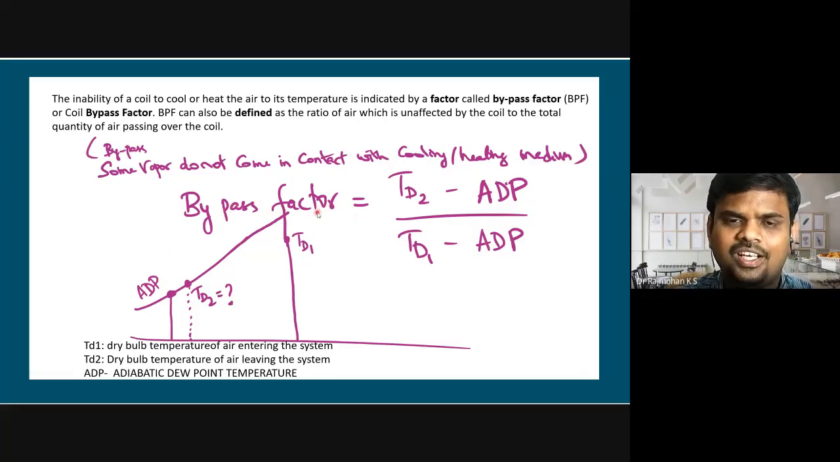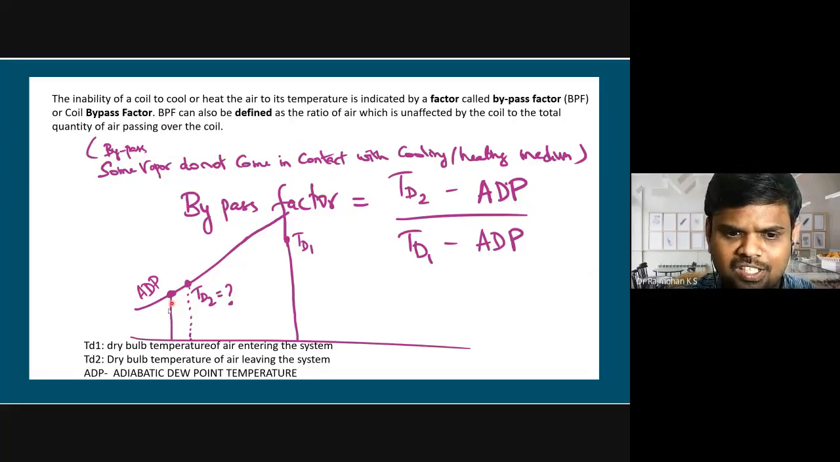It is the percentage of the air which goes without getting cooled in the system. Okay, so you can redefine this bypass factor in another way. It is the ratio of the air which is unaffected by the coil to the total quantity of air passing over the coil. Okay, what is the total quantity of air passing? Is the denominator. How much of the air did not get cooled or did not get heated in the system? That is the numerator. So numerator divided by denominator, we get bypass factor, and which can be given by the range.